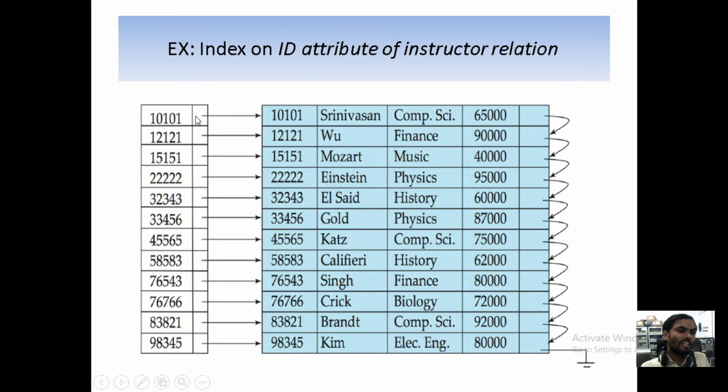Now with the help of this instructor ID, when you are finding the particular record under the instructor table, see here. With the help of the search key it is pointing to the second record. When you are finding 10101, Srinivas is in the computer science department, his salary is 65,000. Again it is pointing to the second record.